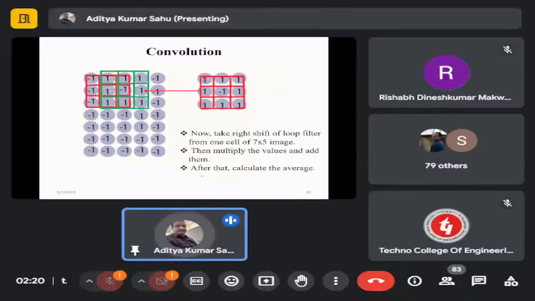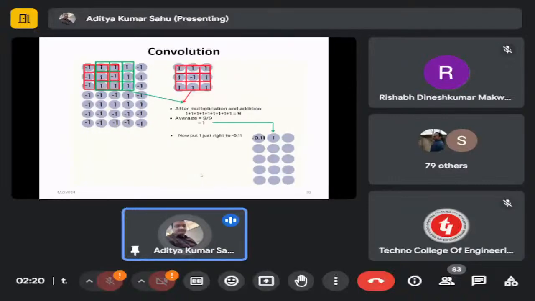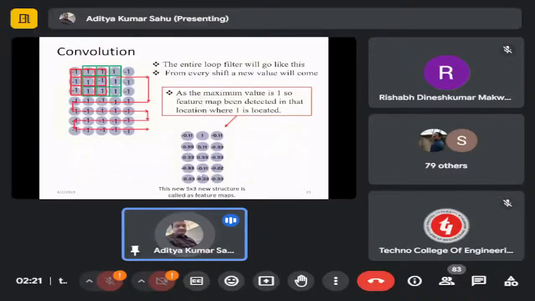And finally, this process will be convolving and taking a right shift of the filter from one cell of the block image to another. And then we'll multiply the values and add them and we'll find the average. The whole process will be continued, sliding with a stride of one at every iteration, and we'll find the new feature map with a 5 cross 3 structure. So this is all about convolution, then pooling as we discussed.